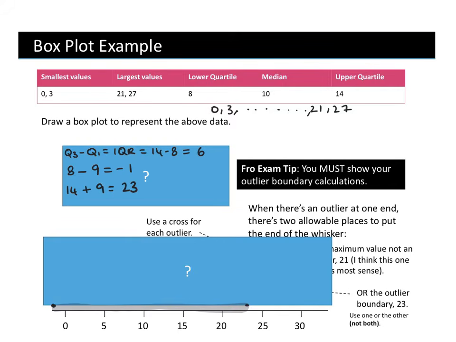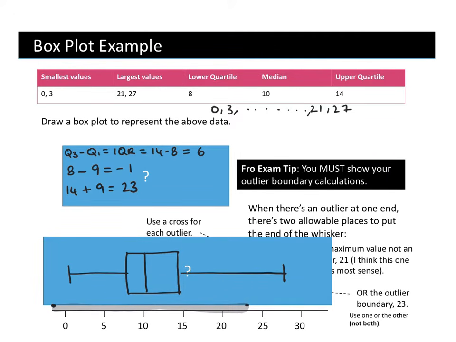Normally, if we were to draw this graph, 0 is our smallest value, our biggest value is 27, our median is 10, our lower quartile is 8, and our upper quartile is 14. This is our normal box plot that we would draw for this data.